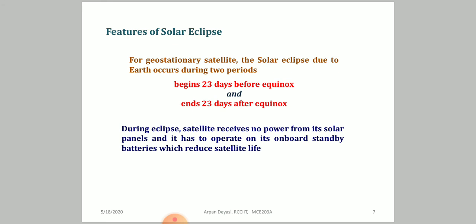So for a geostationary satellite, the solar eclipse due to the Earth occurs during two periods. Naturally, one will be 23 days before the equinox, and another will be 23 days after the equinox. So actually, this is the total duration of the solar eclipse. I will come to the mathematical calculation a little bit later on. And during the eclipse, the satellite receives no power from its solar panels. So it has to operate on its onboard supply batteries, which basically reduces the satellite life.